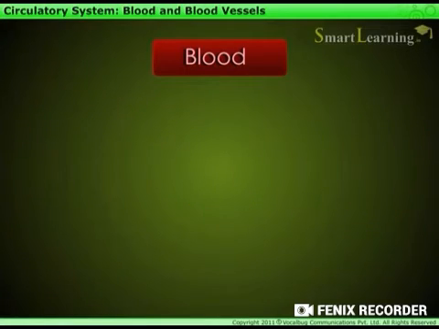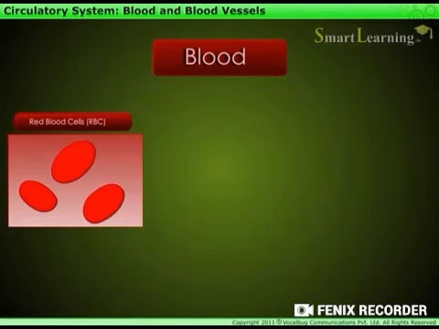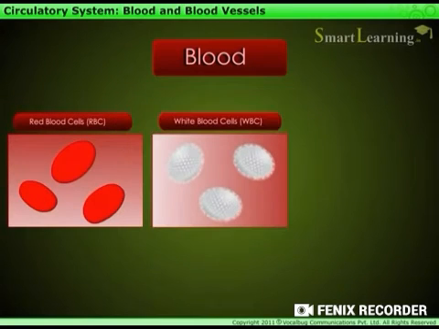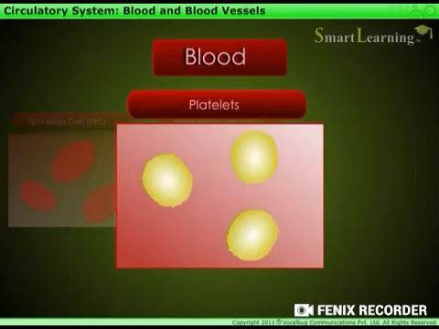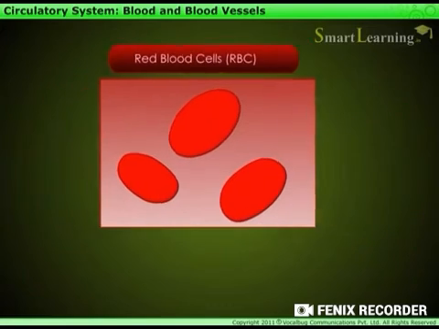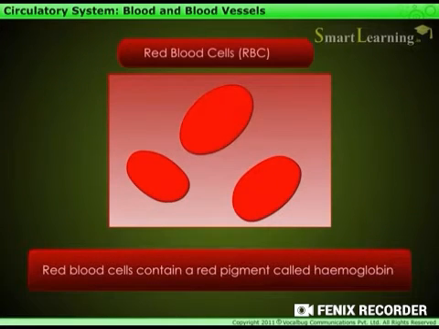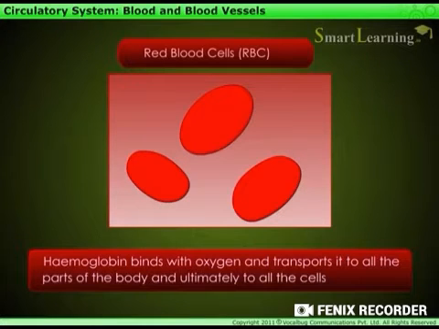Blood is a liquid which has cells of various kinds suspended in it, such as red blood cells, white blood cells, and platelets. Red blood cells contain a red pigment called hemoglobin. Hemoglobin binds with oxygen and transports it to all the parts of the body, and, ultimately, to all the cells. Its presence makes blood appear red.